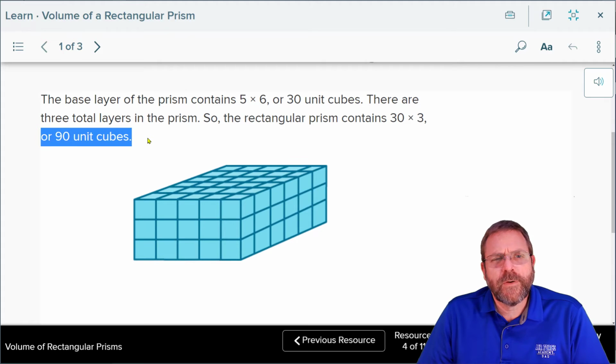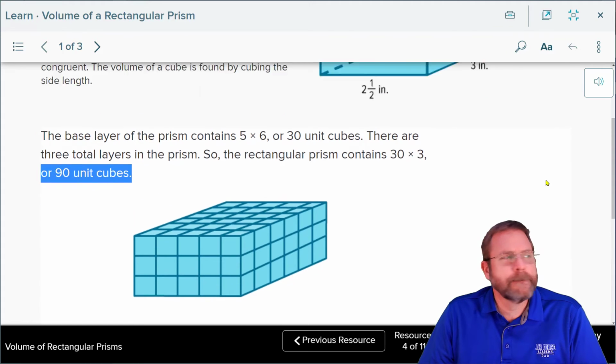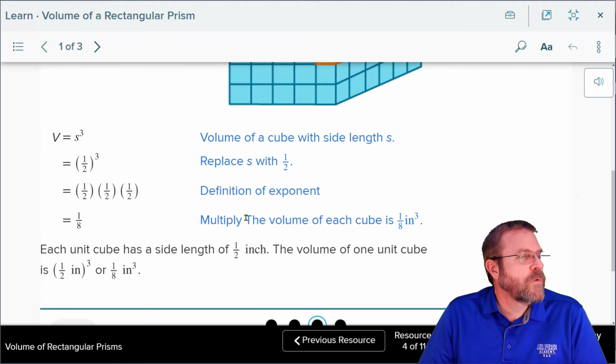so the volume of this is going to be 90 unit cubes. But they're half unit cubes, aren't they? So, wonder what we're going to have to do about that. Let's move on to the next.